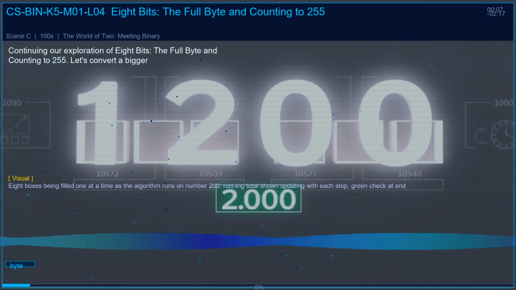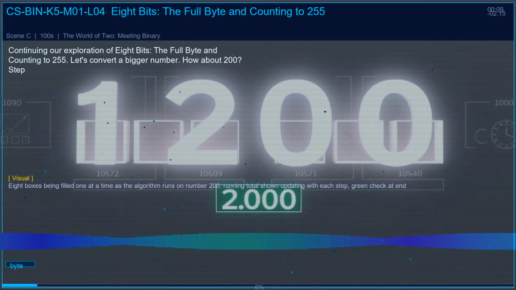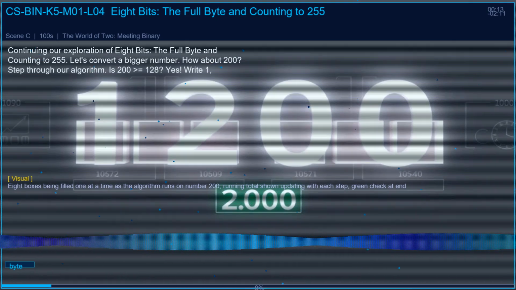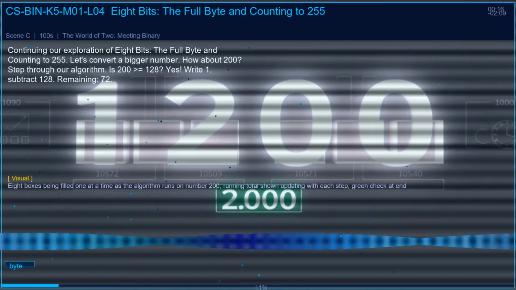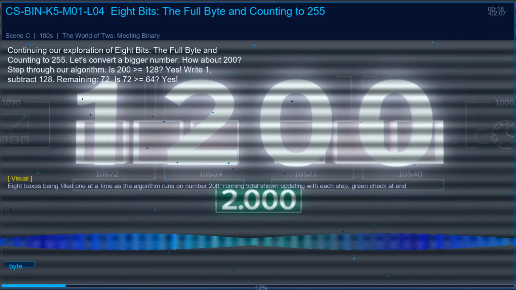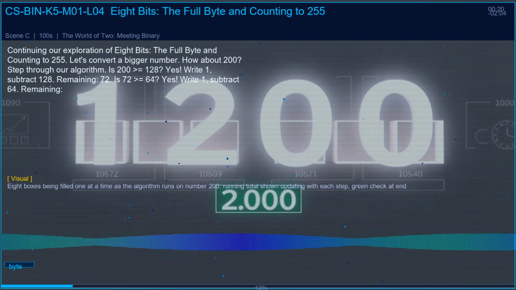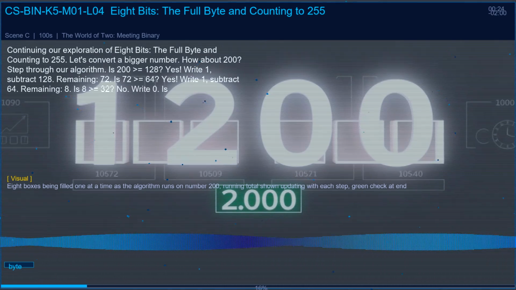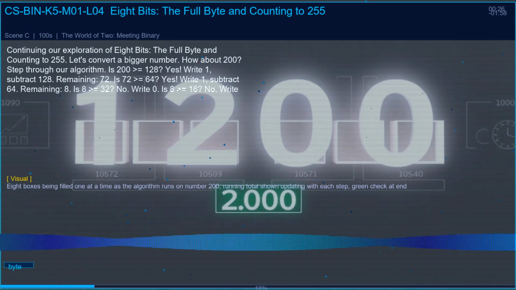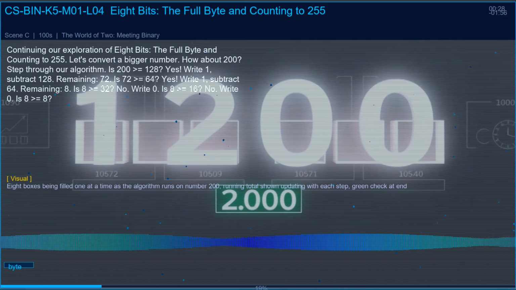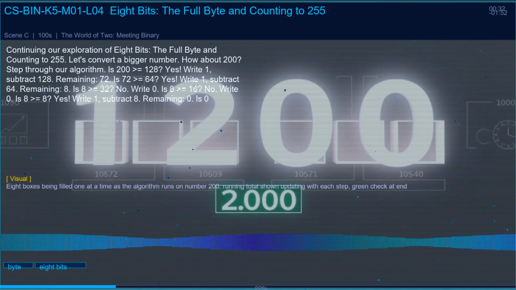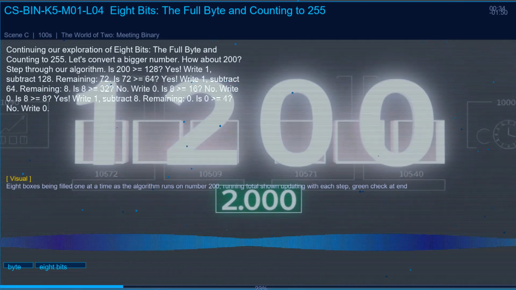Let's convert a bigger number. How about 200? Step through our algorithm. Is 200 greater than or equal to 128? Yes. Write 1, subtract 128. Remaining, 72. Is 72 greater than or equal to 64? Yes. Write 1, subtract 64. Remaining, 8.